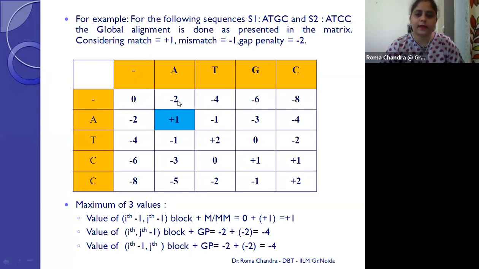Whereas I have kept the values -2, -4, -6, -8 in the first row, and in the first column, I have kept -2, -4, -6, and -8. So why did I keep these values? Because in the initialization step, what I need to do is keep my gap penalty values in the first row and in the first column. So this is my approach, putting up the gap penalty values.